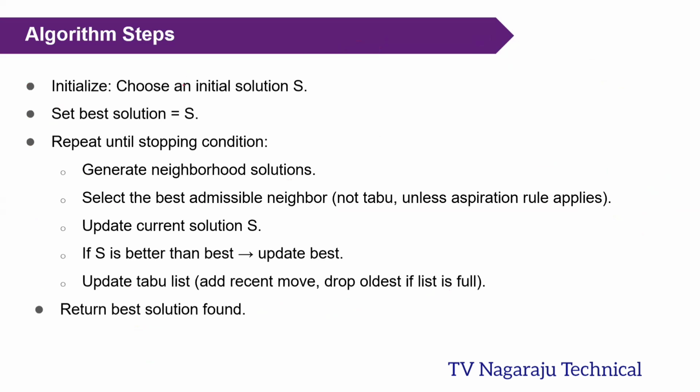Observe the algorithm. The concept is initially start with some solution. Assume this solution S is my best solution. For this solution, generate the neighborhood solution. Now among the neighborhoods, select the best neighbor. Not taboo means up to now that neighbor is not placed in the memory, meaning that neighbor is not at all visited. Among all unvisited neighbors, select the best admissible neighbor.